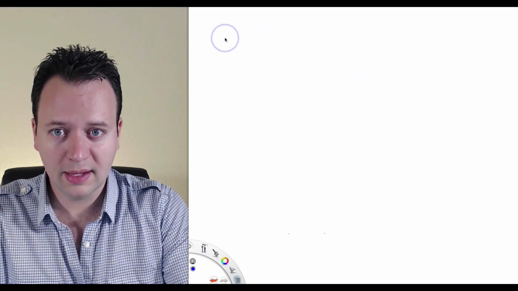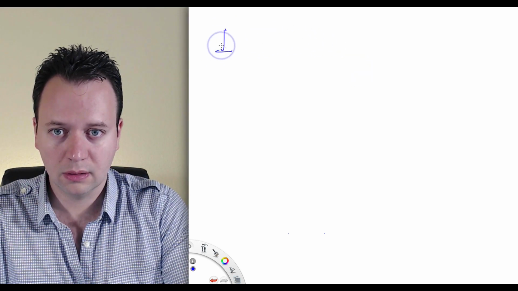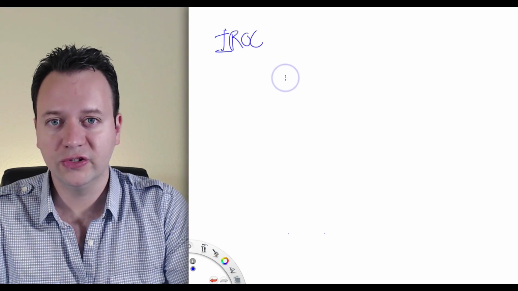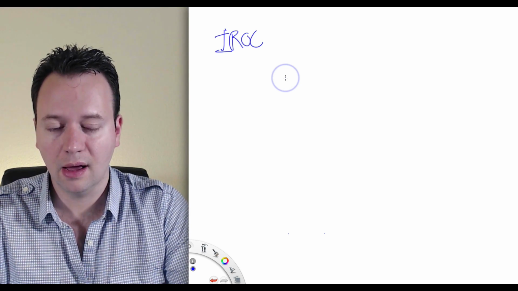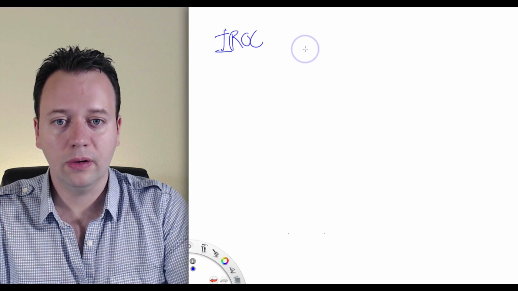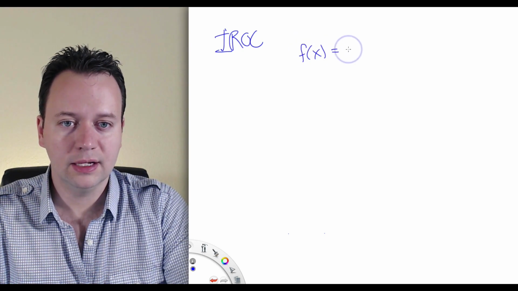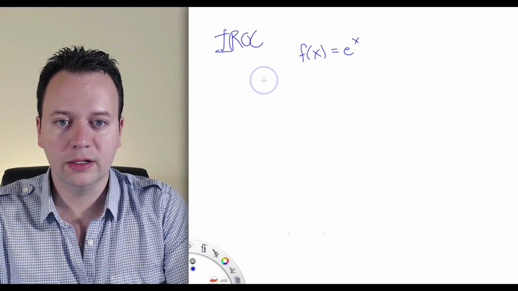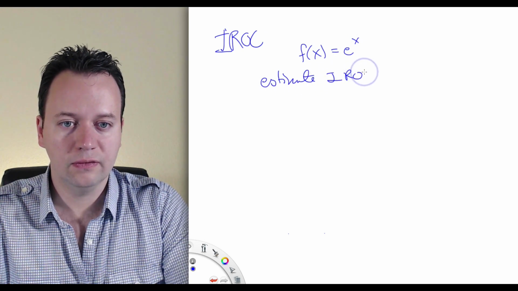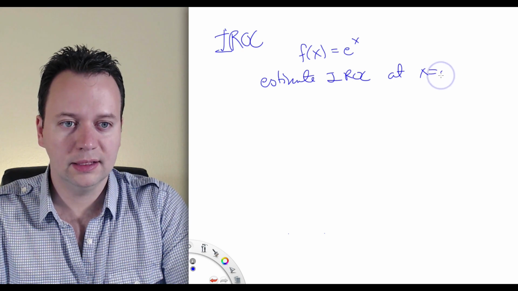A word of warning about computing the instantaneous rate of change of a function. We previously saw how to compute the instantaneous rate of change. We basically compute the average rate of change over a sequence of smaller and smaller intervals. So for example, if we have f of x is equal to e to the x, and we want to estimate the instantaneous rate of change at x is equal to 0.